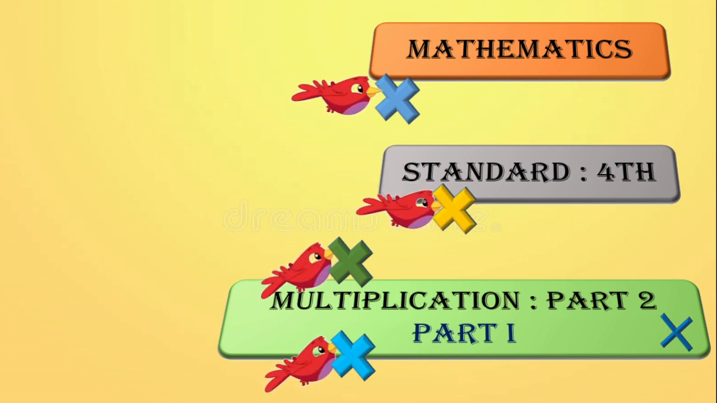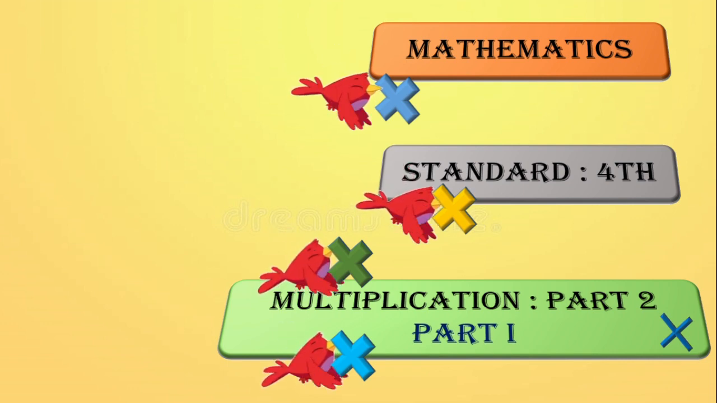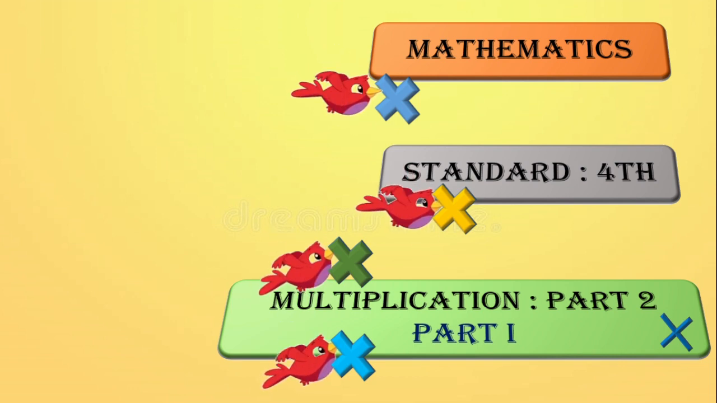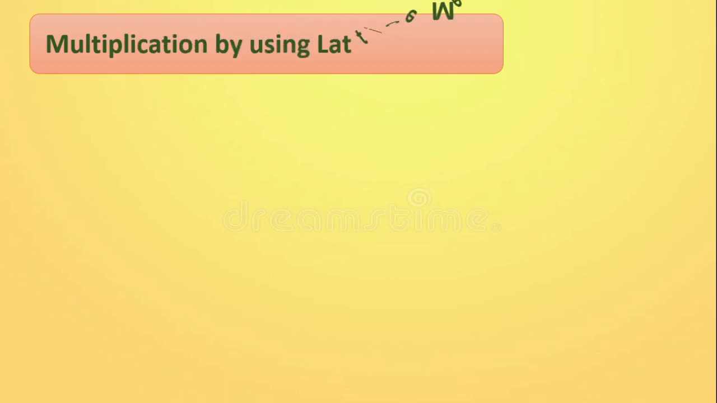In first term, we have gone through the multiplication of 2 digits and 3 digits, isn't it? Now, today we will go through the multiplication by vertical method. Okay? Multiplication by using lattice method. Yes, dear children, this method we have learnt already in first term, isn't it? Now we will take a quick recap of this one and then we will proceed to the vertical method.